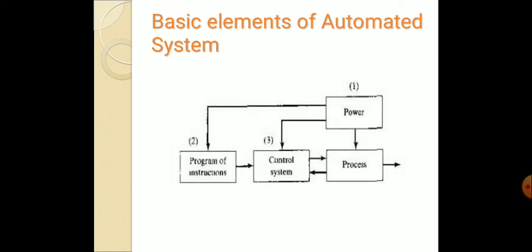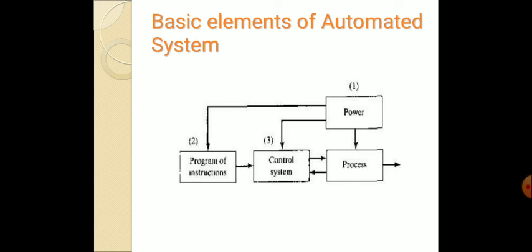So next are the basic elements of an automated system. This is the block diagram related to the basic elements of an automated system. It consists of the power, the program of instructions, the control system, and the last one is the process. Now first one, power. An automated system is used to operate some process. Power is required to drive the system as well as to control it. The principal source of power in an automated system is electricity. Electric power has many advantages for automated as well as non-automated processes.